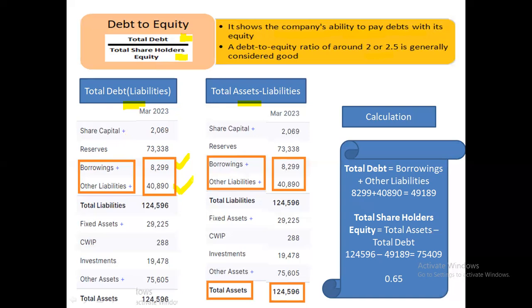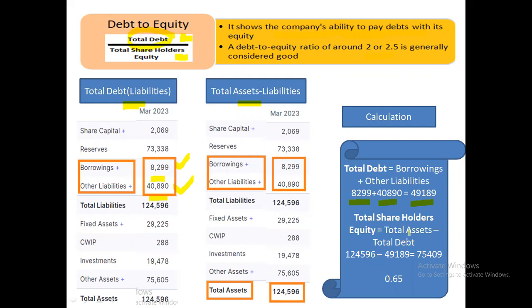Sometimes we count borrowings, sometimes we don't, but other liabilities for sure, because they have to go out. This borrowings of 8299 is going to come to your investment, because you must have taken the loan to invest in something. But anyway, this 8299 is your borrowings, so you can also consider it a liability. Borrowings plus liabilities: 8299 plus 40,890 equals 49,189, which is the total debt so far.